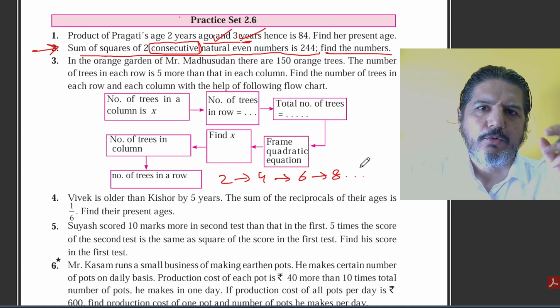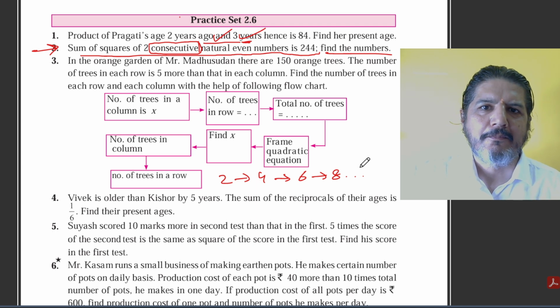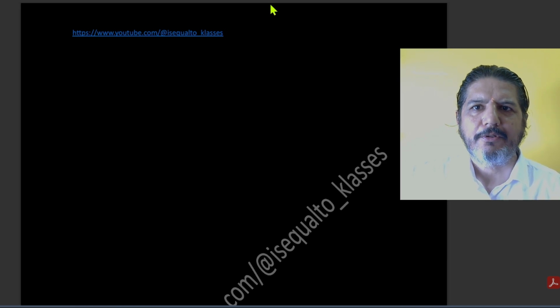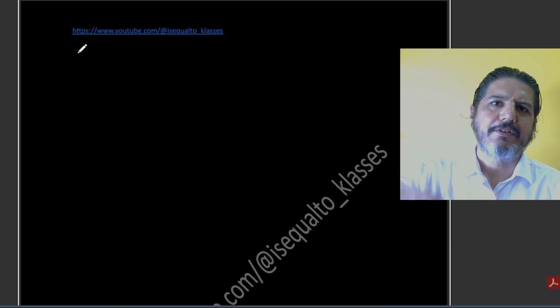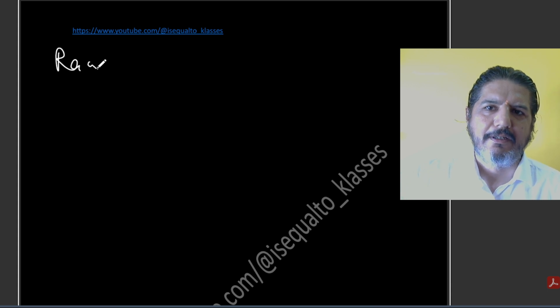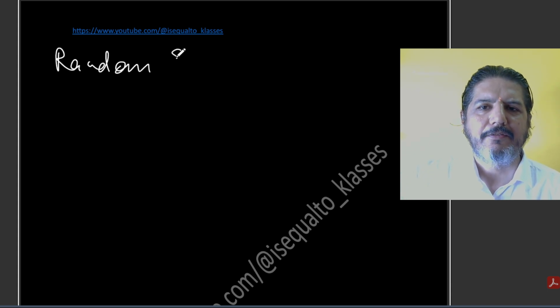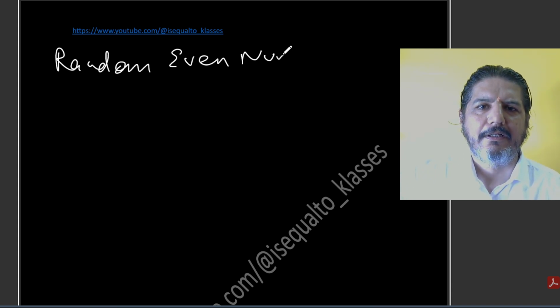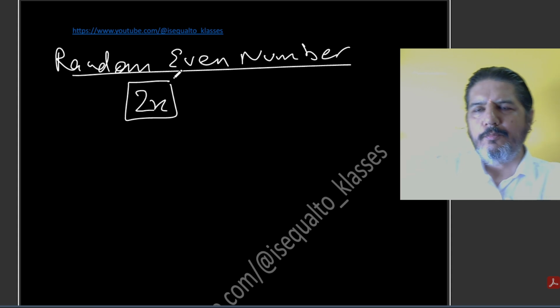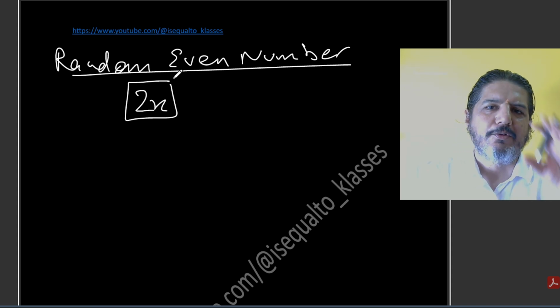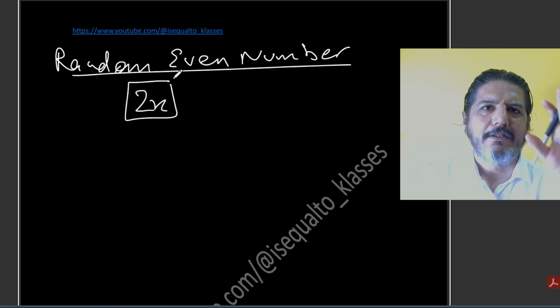Now let's have a look at the question again. Sum of squares of two consecutive natural even numbers is 244. Find the numbers. Now one thing that I want to share, because this will help you in a lot of other situations also, is whenever they are asking you about any random even number, always assume the number to be 2x. Why 2x? Because you can put any value of x. So this 2 into x will become an even number.